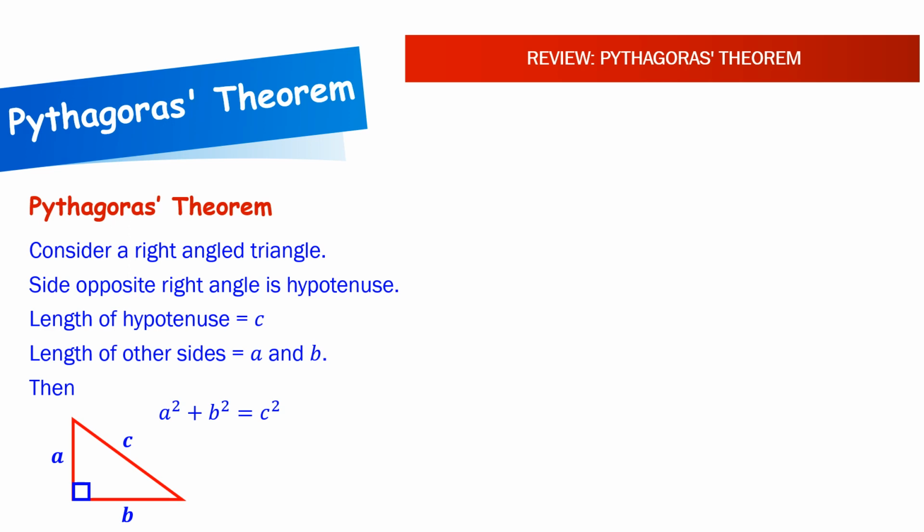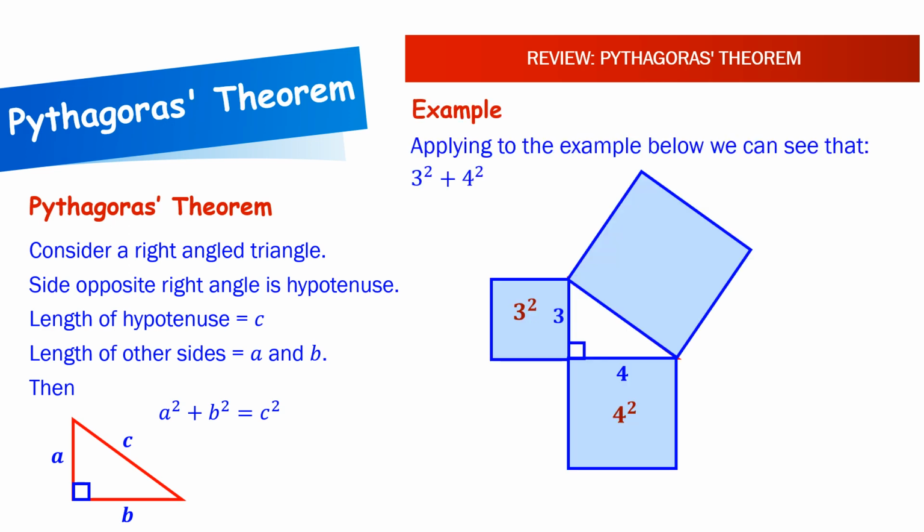Let's take a look at an example. We can apply Pythagoras' theorem to the example on your screen to find the missing side. Notice that A equals 3 and B equals 4. So if we square A, which is 3 squared, and square B, which is 4 squared, and add them together, we should get the length of the third side squared. So since 3 squared plus 4 squared equals 5 squared, we have that the length of the third side is 5.